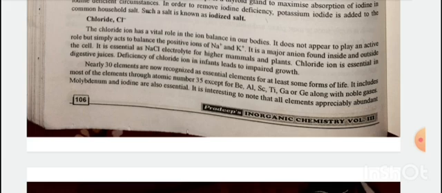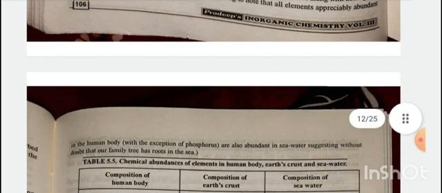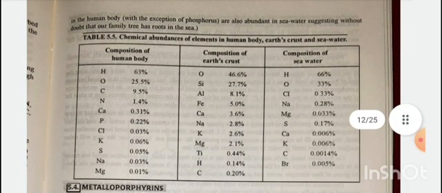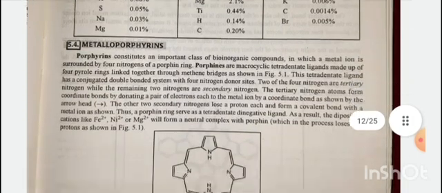Nearly 30 elements are now recognized as essential elements for at least some forms of life. It includes most of the elements through atomic number 35 except for Be, Al, Sc, Ti, Ge, and the noble gases. Molybdenum and iodine are also essential. It is interesting to note that the elements appreciably abundant in the human body are also abundant in seawater, suggesting without doubt that our family tree has its roots in the sea.